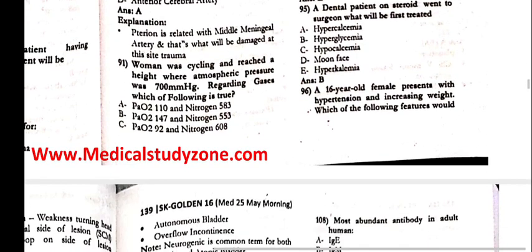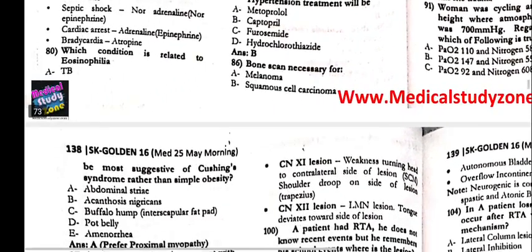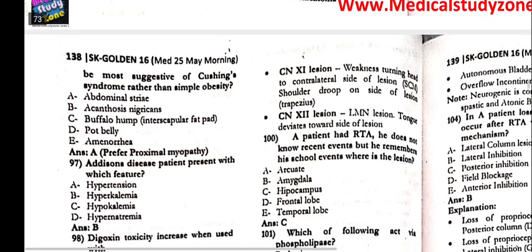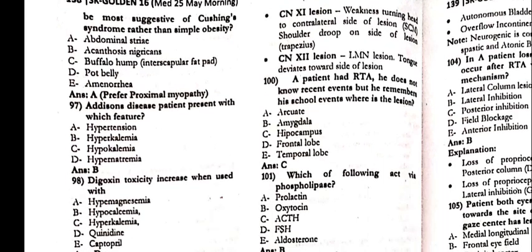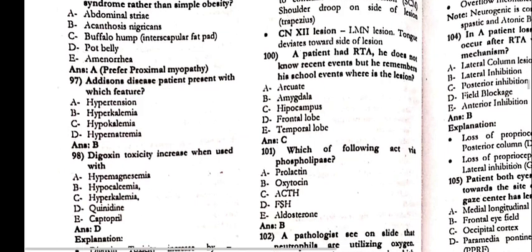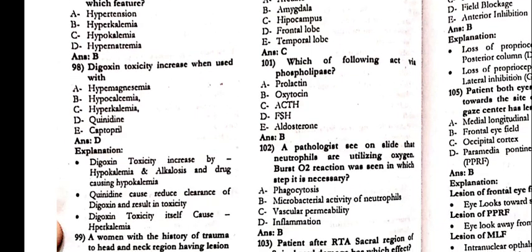The hypoglycemia. A 16-year-old female presents with hypertension and increasing weight. Which of the following features would be most suggestive of Cushing syndrome rather than simple obesity? That is abdominal stria. 97. The Addison disease patient presents with which feature? Hyperkalemia. 98. Digoxin toxicity increases when used with quinidine.